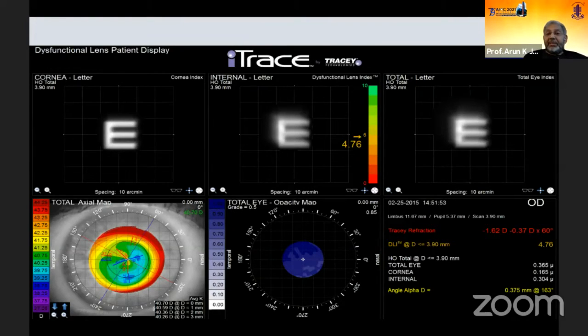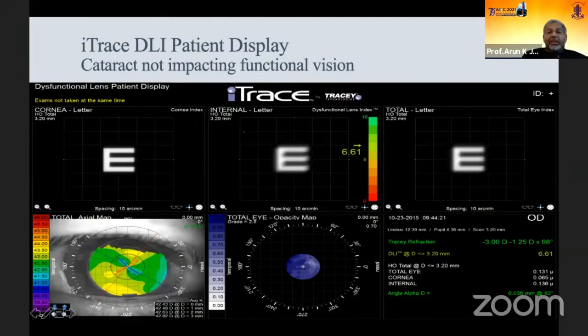And this is another patient. Again, here, if you see the opacity grade is 2.5, cornea is okay, quality of vision is okay, but the lens index is 6.61, and the reflection is in green, and it means whatever dysfunction is there in the lens is because of the refractive changes, and it doesn't need a surgery as of now. But if the patient has some symptoms, then they can undergo surgery.